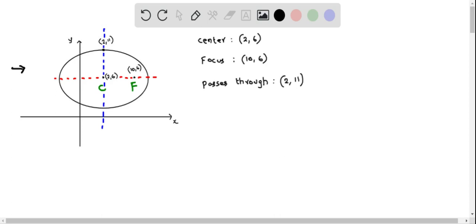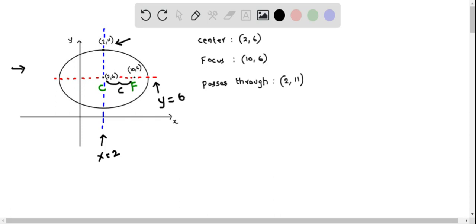And observe that these 2 points, that is the center and the focus, lie on the same horizontal line, that is y equals 6. And also the distance between the center and focus is C. So we can determine C, and also see that the ellipse passes through the point (2, 11), and this point (2, 11) and the center point (2, 6) both lie on the same vertical line, that is x equal to 2. So we can find the distance between these points.